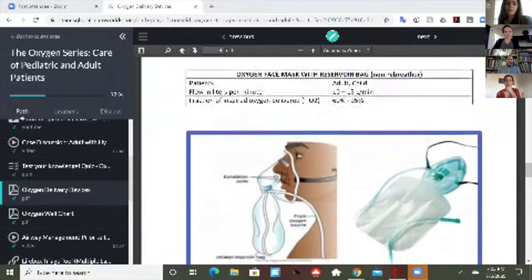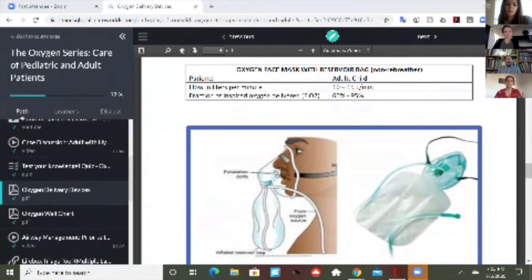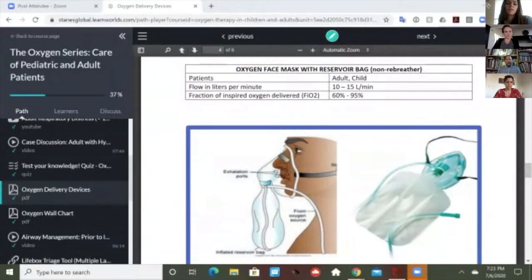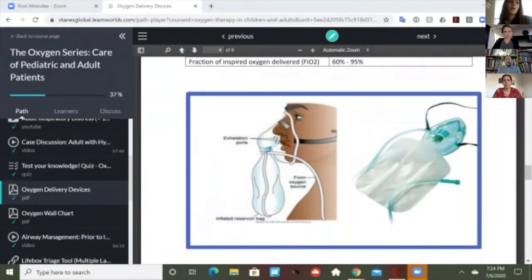And then this is what we call a non-rebreather. So these are used for adults and children. There's a bag attached to it. You can deliver 10 to 15 liters per minute and get an FiO2, the fraction of inspired oxygen, of 60 to 95%. The bag serves as a reservoir bag of oxygen.